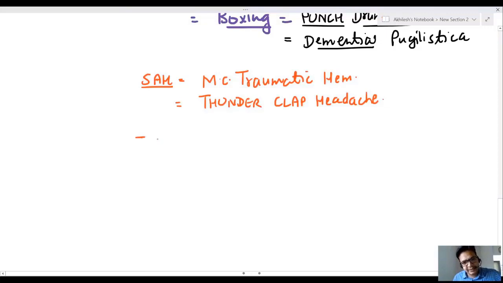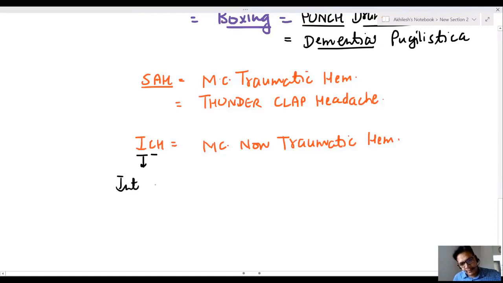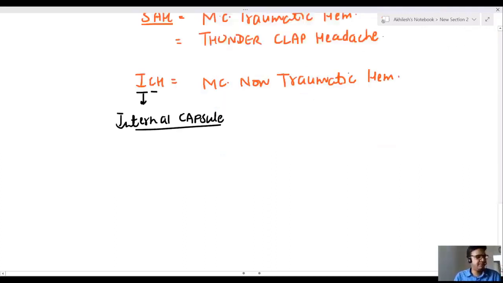Now I am coming to ICH, intracerebral hemorrhage. Intracerebral hemorrhage is the most common non-traumatic hemorrhage. And the most common site is the internal capsule. You can remember intracerebral as IC, and this is a very simple trick: the most common site is also IC, that is, internal capsule.